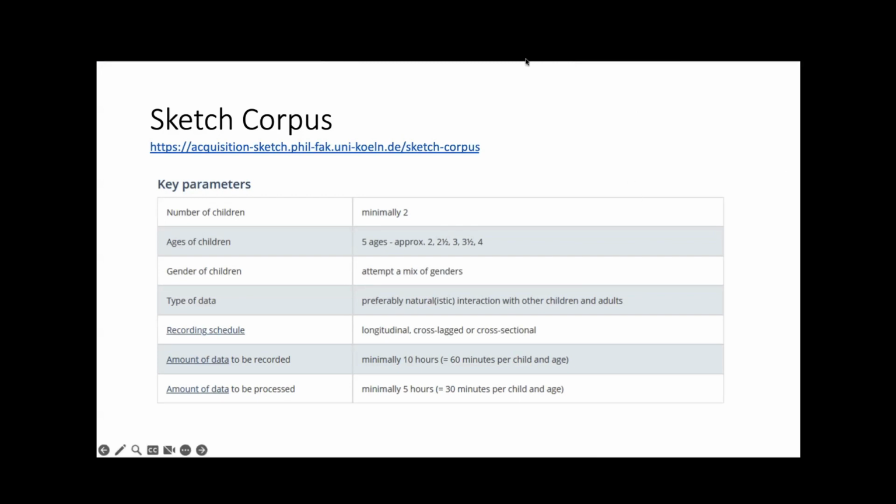The gender of the children will hopefully be a mix of genders, if that's possible. And the type of data will preferably be naturalistic interaction with other children and adults, although it could be written or semi-naturalistic data. The recording schedule, as we'll go through, is ideally longitudinal, but in most cases that might not be possible. So the next ideal case could be cross-lagged, and then the final case could be cross-sectional. The amount of data to be recorded is minimally 10 hours, but the amount to be processed would be minimally 5 hours.